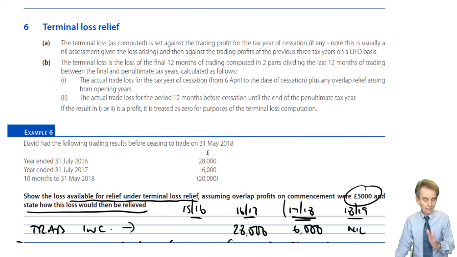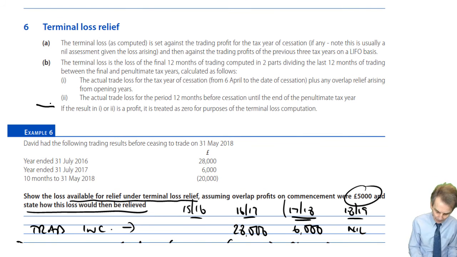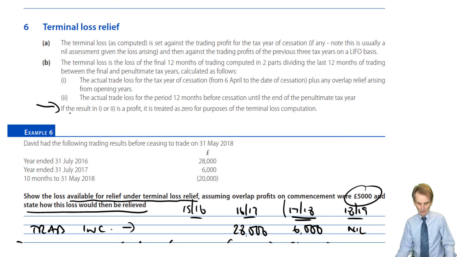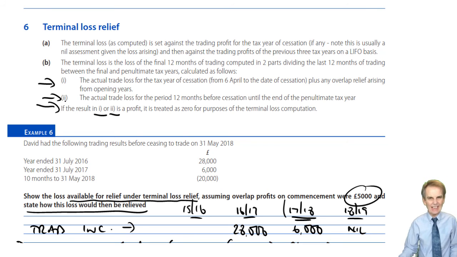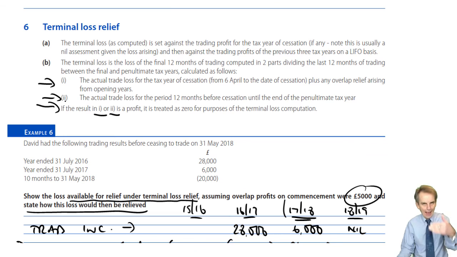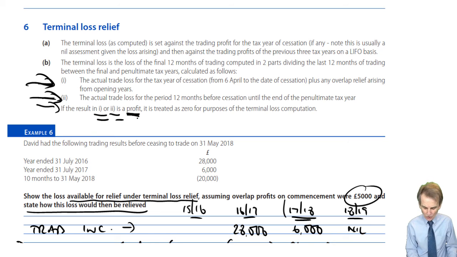Okay, the final little point here, just going back to the very final statement under our note on terminal loss relief. It says if the result either in point 1 or point 2 here was the specific calculation of your terminal loss, how much of the last 12 months of trading fell into the final tax year, how much into the penultimate tax year. That's your 1 and 2 here, as stated there. If either of those figures should turn out to be a profit figure, then it would be treated as 0 for purposes of the terminal loss computation.